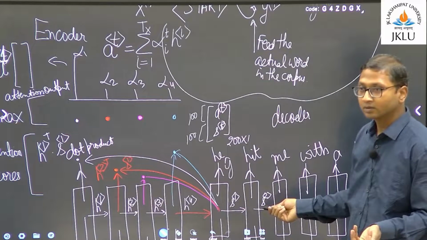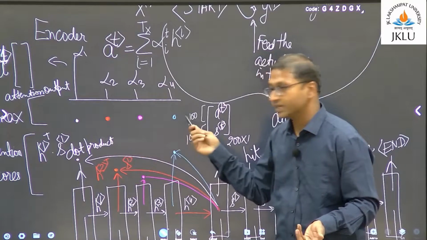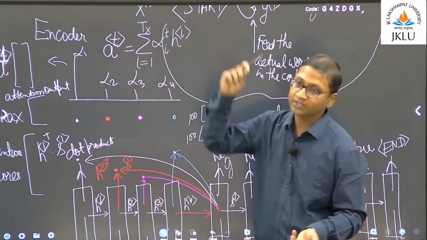So sir, the probability distribution is the same. No, I take dot product with S2. These numbers will change. These numbers will change. I take softmax, numbers will change.